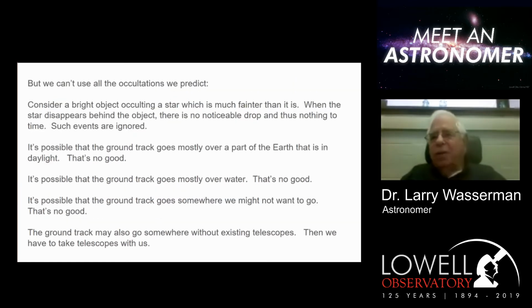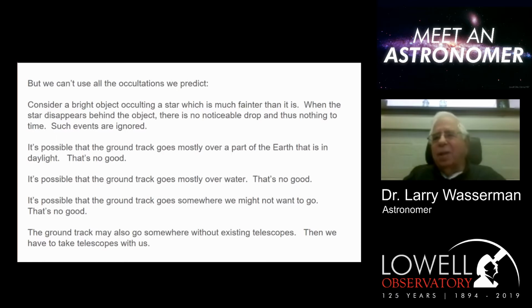Okay, so we generate a bunch of occultations, but we can't use them all. What happens if a bright object occults a star which is much fainter than it is? So the star disappears when the object passes in front, but there's no noticeable drop, there's nothing to time. So we throw out those events. It's possible that the ground track goes mostly over a part of the Earth that's in daylight. Well, you can't observe stars in daylight, so we have to get rid of those.